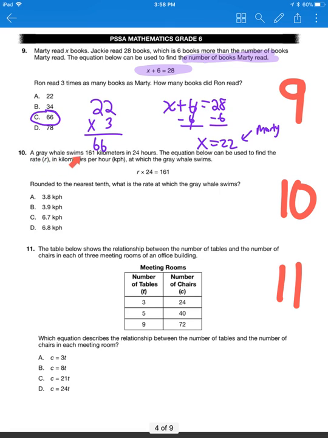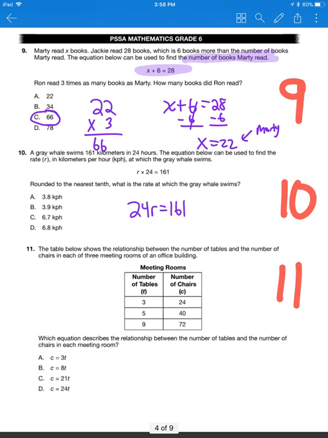A gray whale swims 161 kilometers in 24 hours. The equation below can be used to find the rate, R, in kilometers per hour at which the gray whale swims. So this R is going to be how fast the gray whale swims. Rounded to the nearest tenth, what is the rate at which the gray whale swims? All right, so by the way, they shouldn't have used an X. They should have it 24 R equals 161.